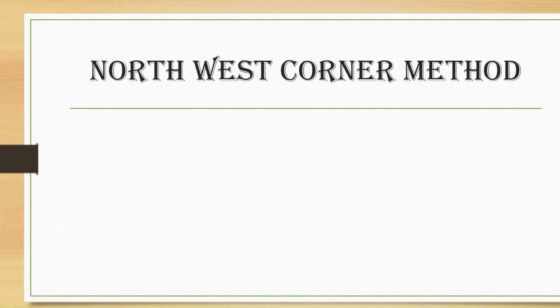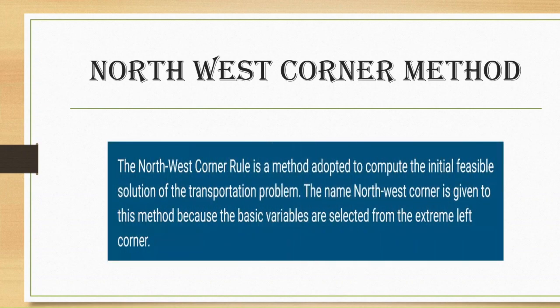So we have started with the new series of the transportation problem, and in the last lecture we have discussed what a transportation problem is. We have various methods to solve the transportation problem, and the first method that we will be talking about in this lecture is the northwest corner method. It is a method adopted to compute the initial feasible solution of the transportation problem, and as the name suggests, the northwest corner, we'll be starting from the extreme left corner, and I'll be talking about the different steps.